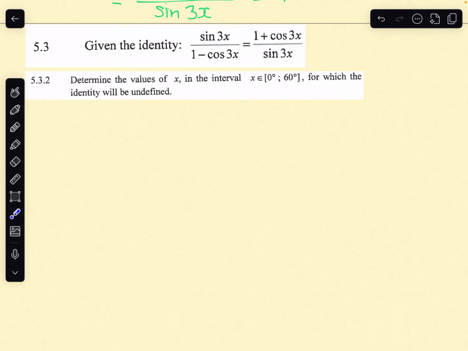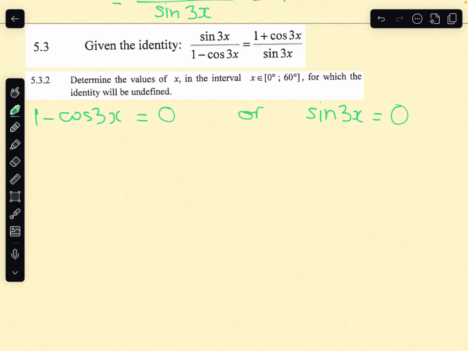So in this case, cos and sine themselves do not have any restrictions on their domain, as in you can input any real number for x and sine and cos will be defined, unlike tan, right? So we're clear on that front. So the only thing that's going to cause this identity to be undefined is if any of the fractions involve a division by zero. In other words, it will be undefined if 1 minus cos 3x is equal to 0, or if sine 3x is equal to 0. So these are then two equations that we need to solve.